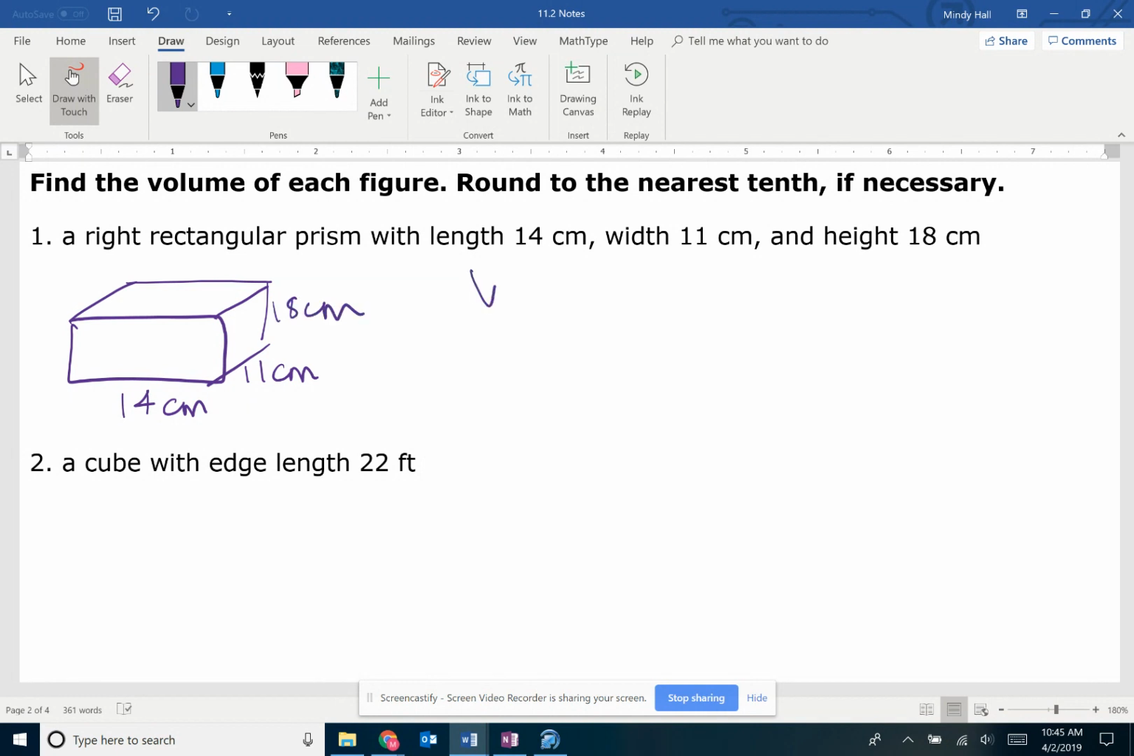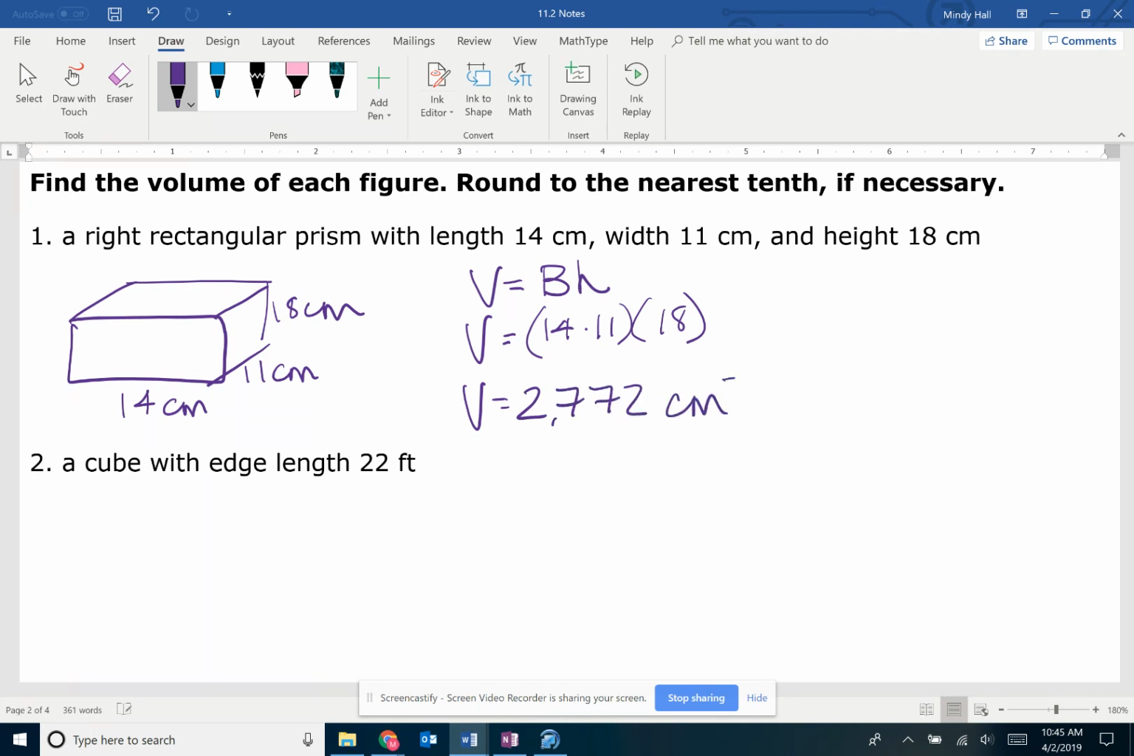Because we're doing volume, it's still the base area times the height. In this case, the base area would be 14 times 11 because it's length times width, and then it gets multiplied by 18 so that we can get the third dimension. So 14 times 11 times 18 gives me 2,772, and this is centimeters cubed.